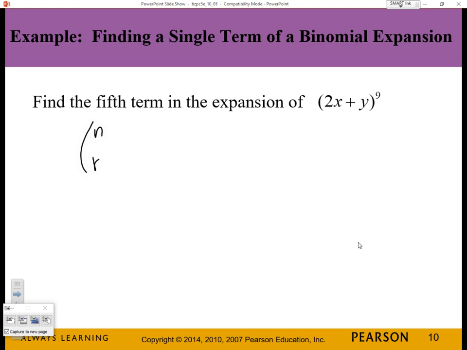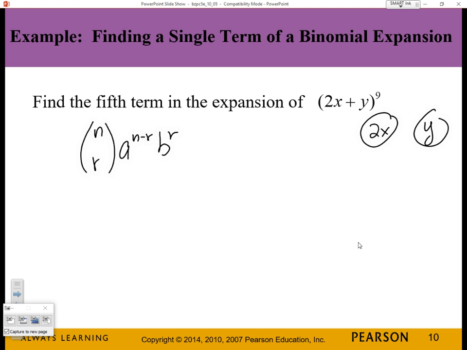It's n choose r, right? Times a to the n minus r, b to the r. So you can kind of see what's going to happen here, right? My first term here is a 2x. My second term is y. So there's my first, there's my second.